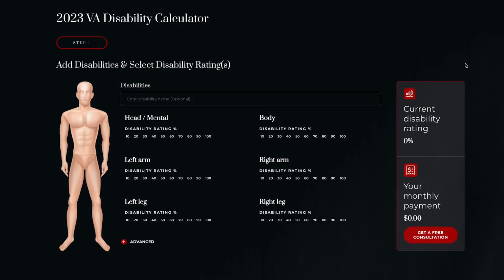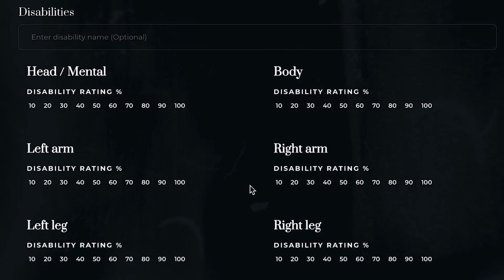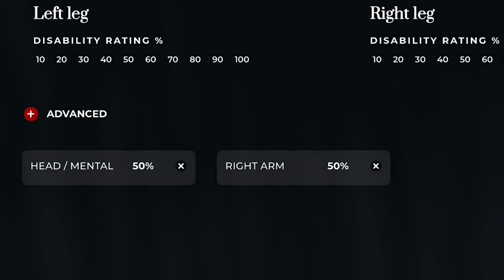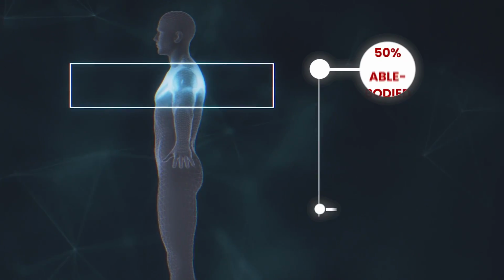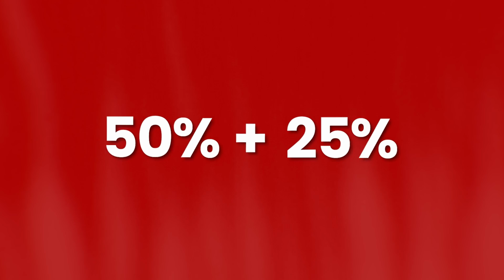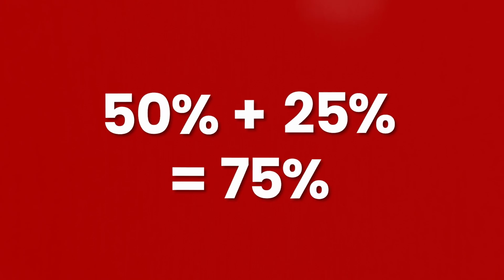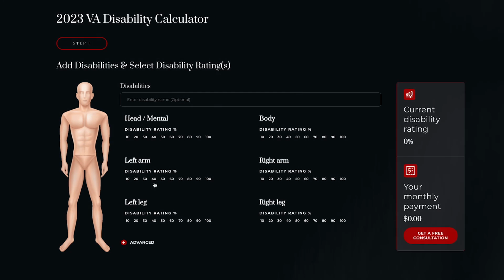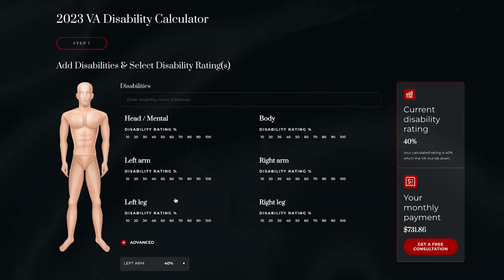So in our example, we have 2 disabilities worth 50% each. The VA assumes you start out at 100% able-bodied, then they subtract that 50%. So now our veteran is at 50% able-bodied, 50% disabled. Then they apply that next highest rating, in this case, another 50%. They take that 50% of the amount of able-bodied percentage left, in this case 50, and they get an amount of 25. They add the 25% disability to the 50% disability already obtained, which comes out to 75, which then rounds up to 80.